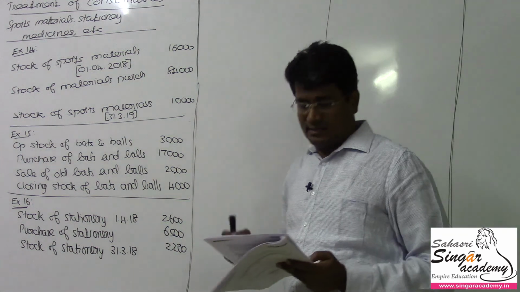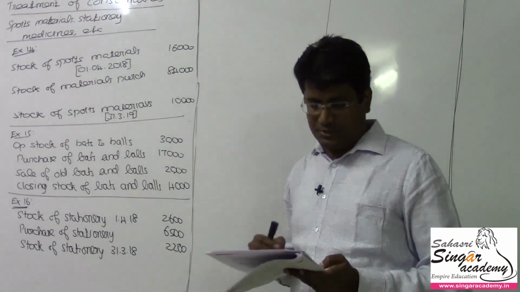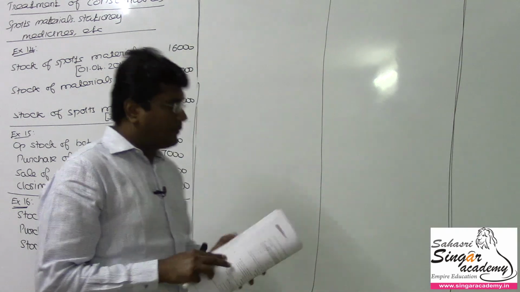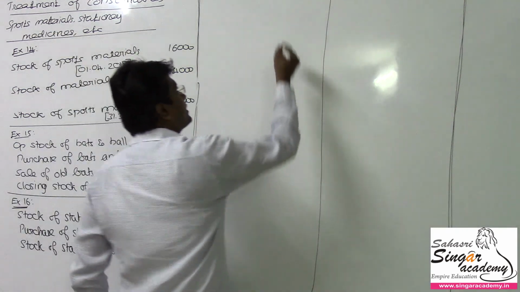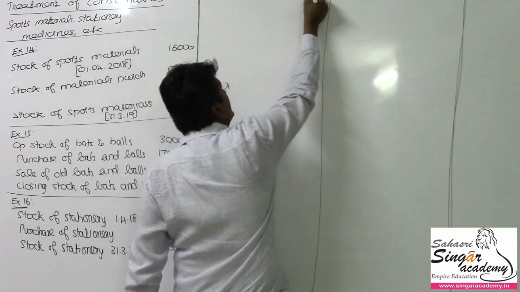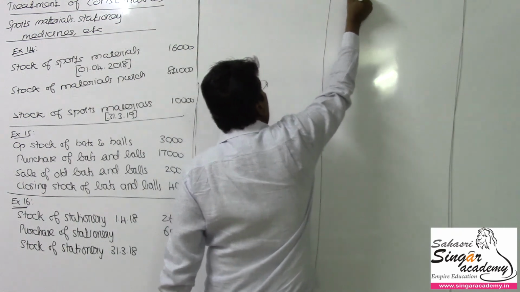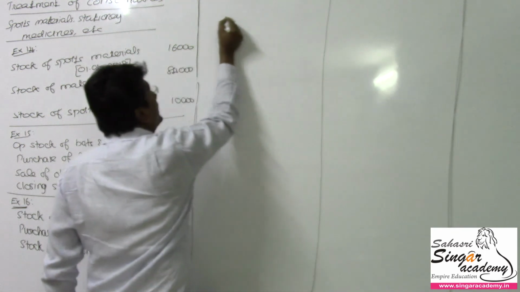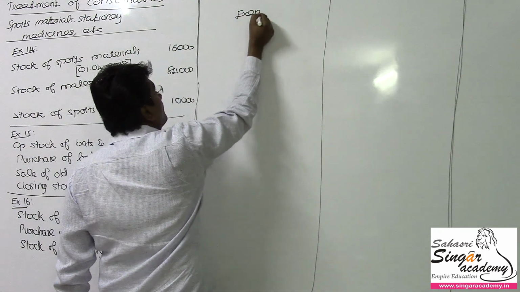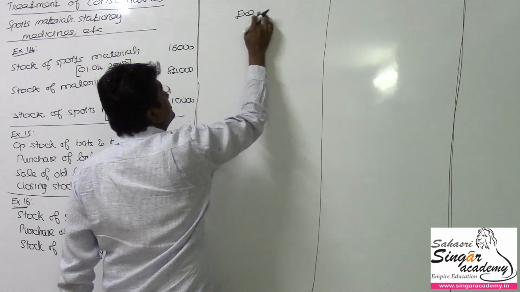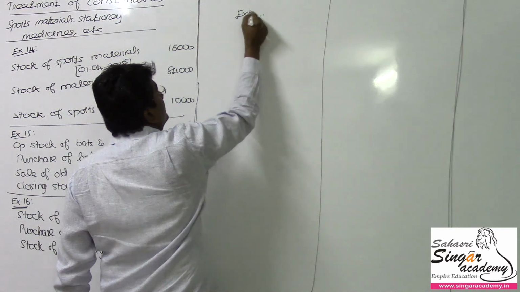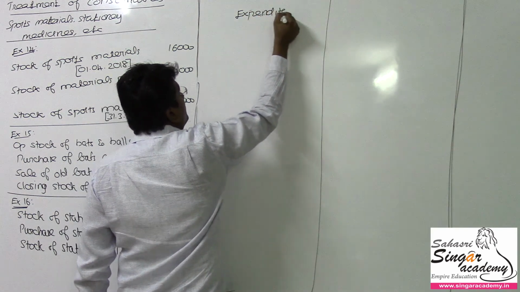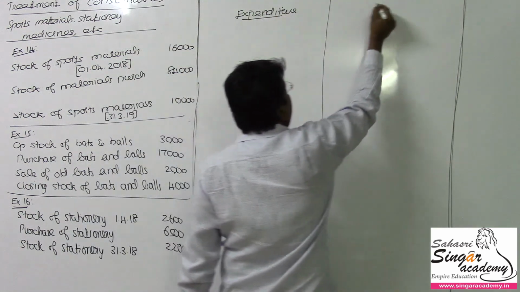Consumable-க்கான case, அதுக்கான illustration number 14, 15, 16 பார்க்கலாம். So consumable வரும்போது நம்ம எப்படி எழுதப் போறோம்? Income and expenditure accountல், in income and expenditure account, expenditure and income.